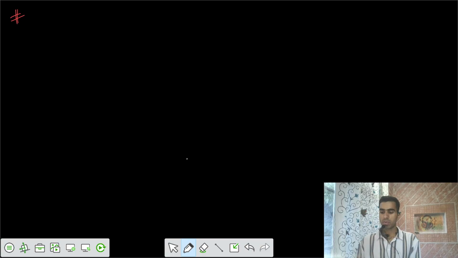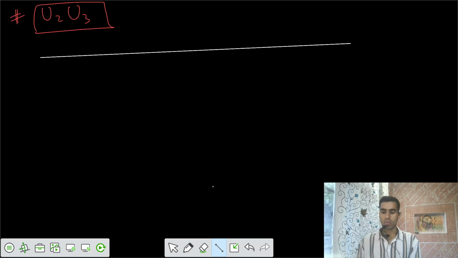It's saying to get the member force U2, U3. ILD for this member force U2, U3, while your truss looks like, I would say this is your truss. 1, 2, 3, 6, 7 ordinates.